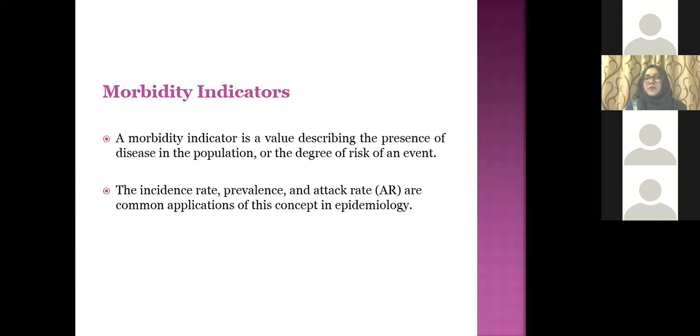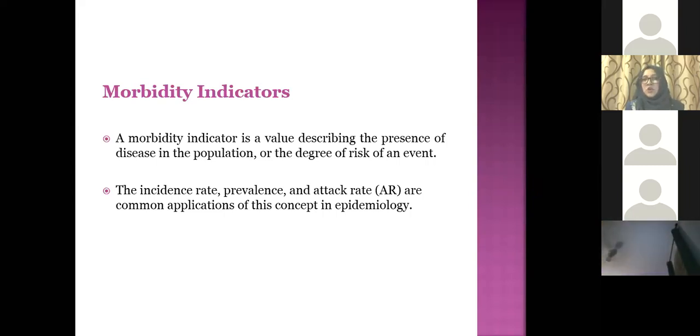Morbidity indicators, or more actually, what are morbidity indicators? So the morbidity indicator is a value that describes the presence of disease in a population or the degree of risk of an event. Basically, the morbidity indicators are the indicators that describe the risk or the burden of disease in a population or the risk of an event that may occur in a population.